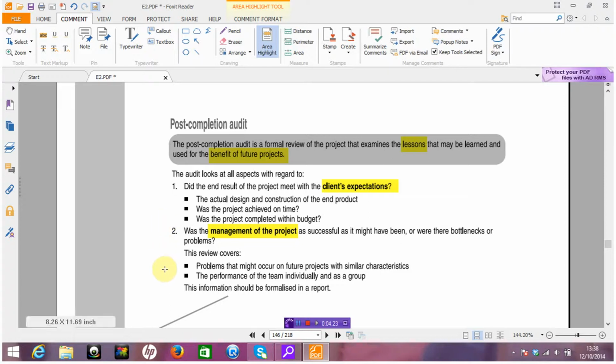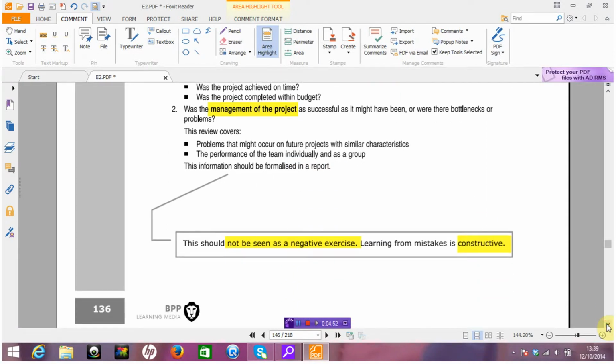The second point is in terms of the management of the project, and to a large extent that's concerned with what the problems were that we faced, and what the performance was, or how the stakeholders, particularly the project team and the project manager, performed, individually and as a group. And this post-completion audit will be in the form of a formal report. And just finally on this area, linking into some of the other areas of the ET syllabus, not least the management area, when we talk about evaluation or performance evaluation, it shouldn't really be seen as a negative exercise.